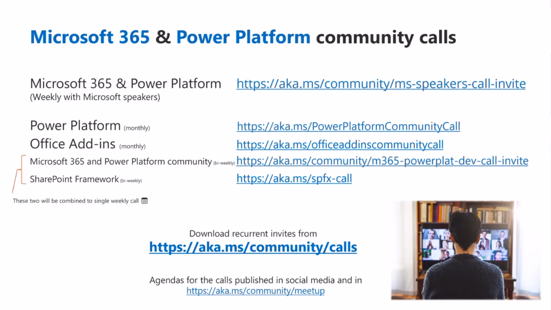Now you can download recurrent invites at aka.ms/community calls, and we can always check out the agendas in the meetup service. So if you're wondering, I don't want to join on every single Tuesday or Thursday because I don't know the agenda, no, you will know the agenda. If you go to the meetup service, you can actually subscribe to the agendas immediately when they're available, and you will get an email on the next week's agenda and all of the details within the call. And of course, we'll publish the agenda in social media as well.